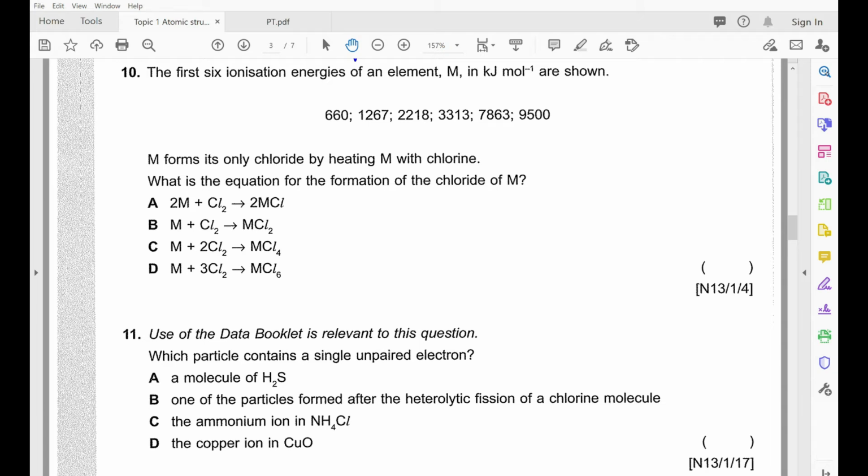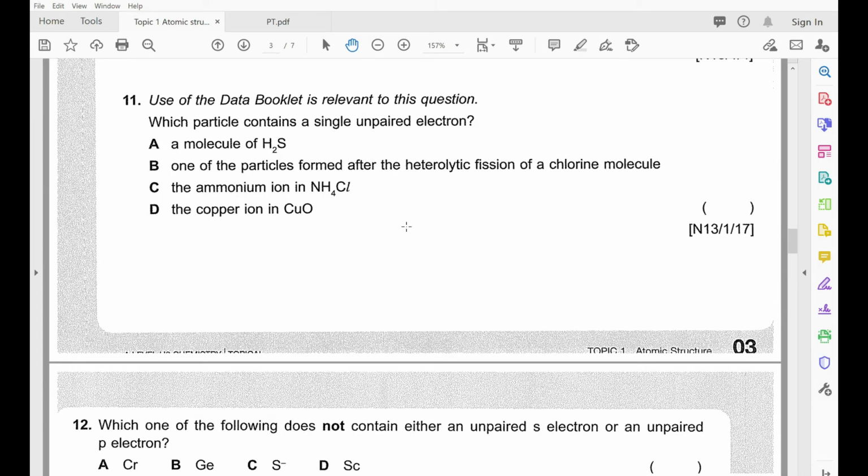From 600 to 1200, that's a jump of around 600. From 1200 to 2200, that's around 1000. So the largest jump here happens between the fourth and the fifth ionization energy. This tells us that M is in group 4. So each M will bind to 4 chlorine. C is the answer. Next, which particle contains a single unpaired electron?